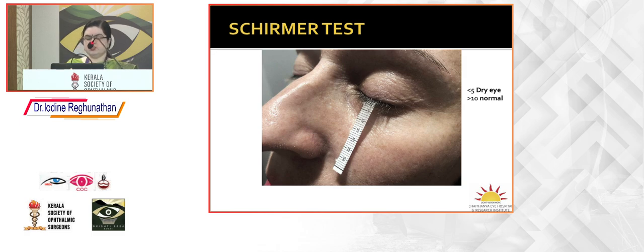The Schirmer test is an age-old test. It can be done with and without anesthesia. Without anesthesia is the standardized one, and the wetting of the filter paper strip is measured. Less than 5 is considered as dry eye, more than 10 is considered normal. And it has a problem with repeatability of the testing. However, when done with the eyes closed, it is said to be well standardized and repeatable.